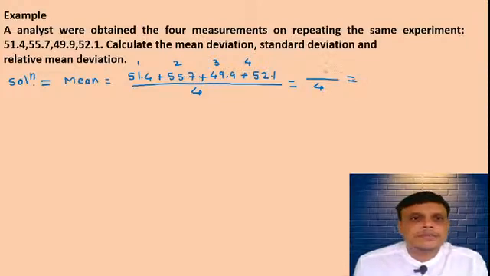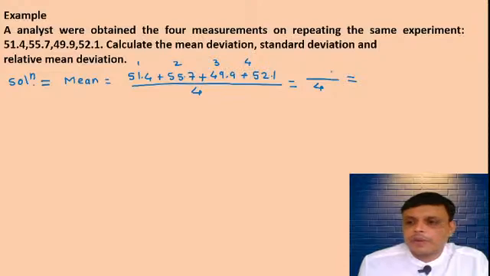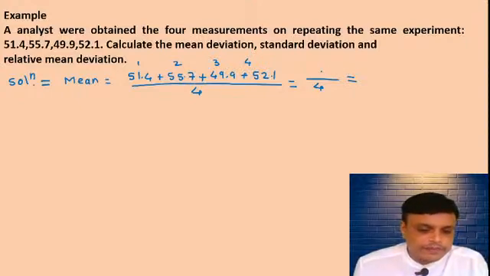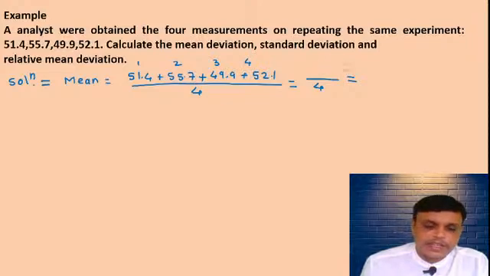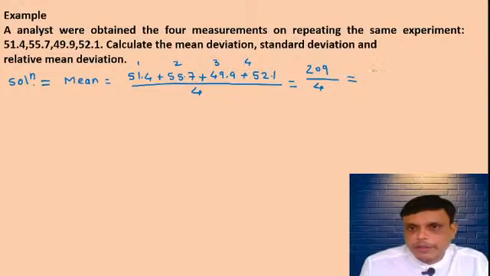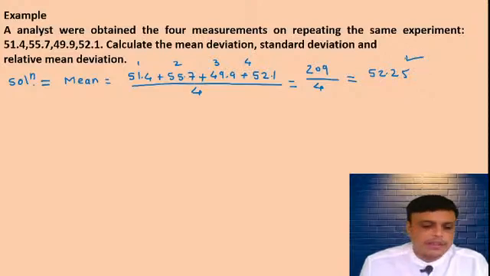Rupesh has directly calculated the mean. Very good. It comes to 209, and if you divide 209 by 4 it will give the mean, 52.25. This is the mean.